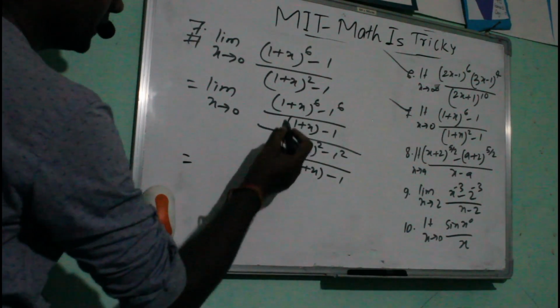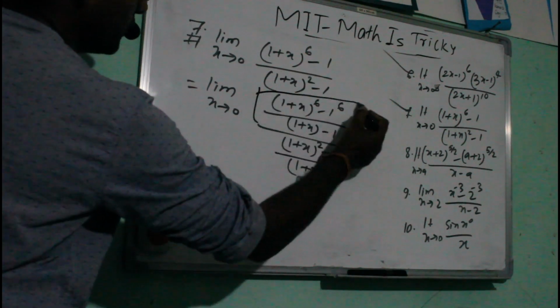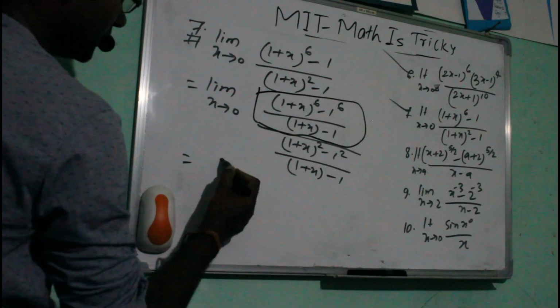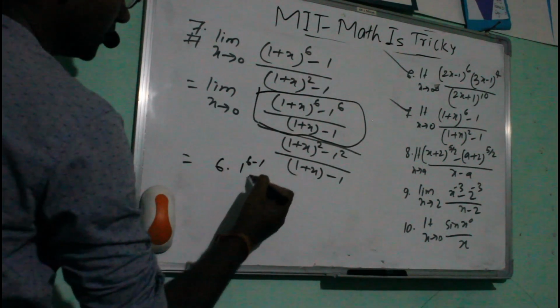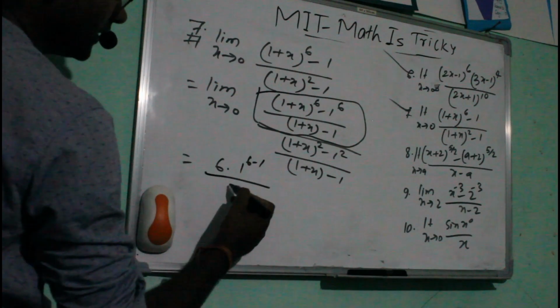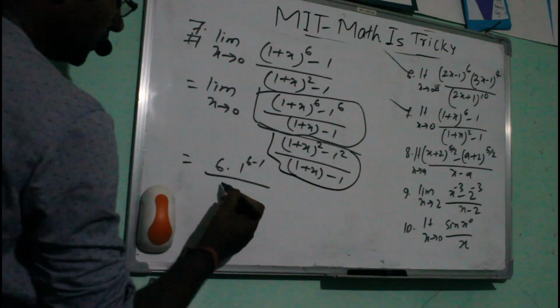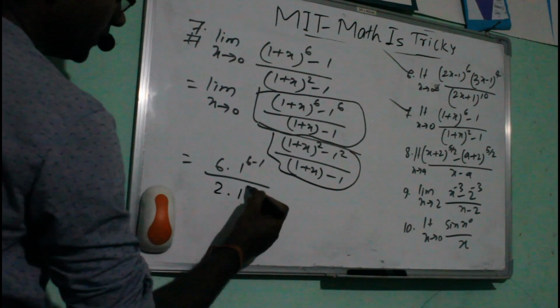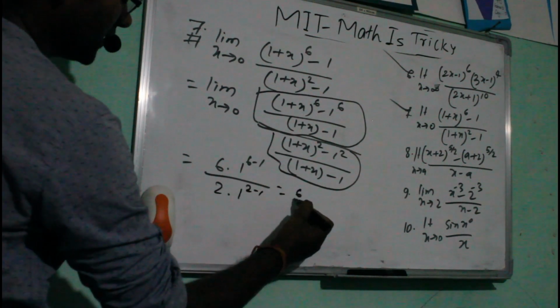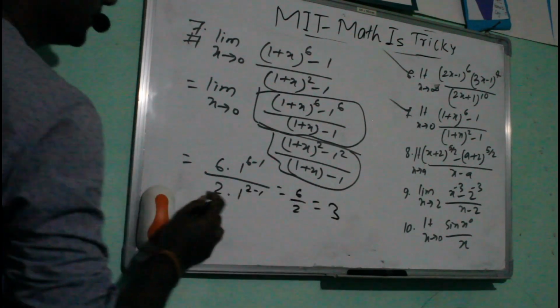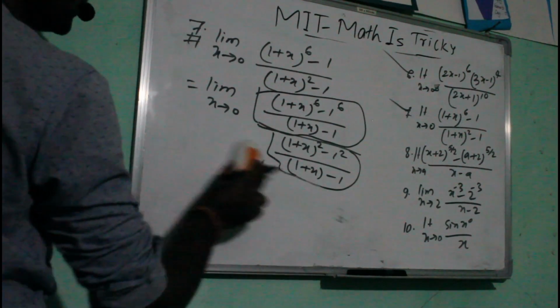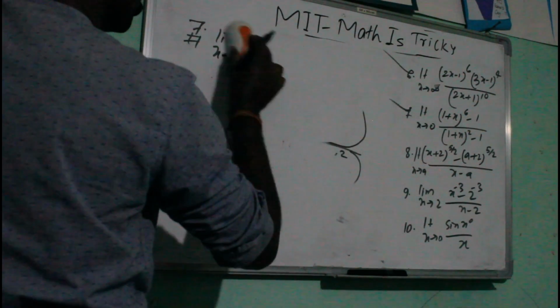If you use the formula for the numerator, it gives 6 times 1 to the power 6 minus 1, and for the denominator, 2 times 1 to the power 2 minus 1. So it is 6 by 2, the answer is 3. That's your answer. I have just used the basic formula of limit.